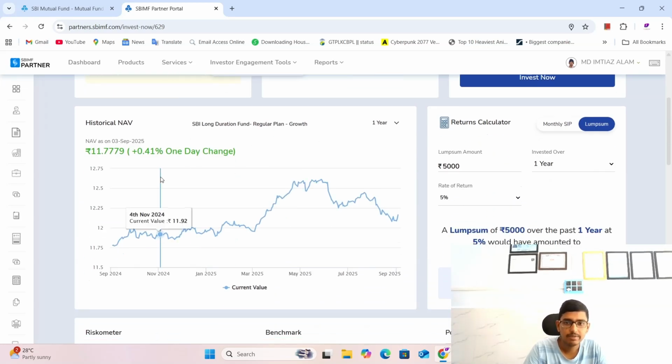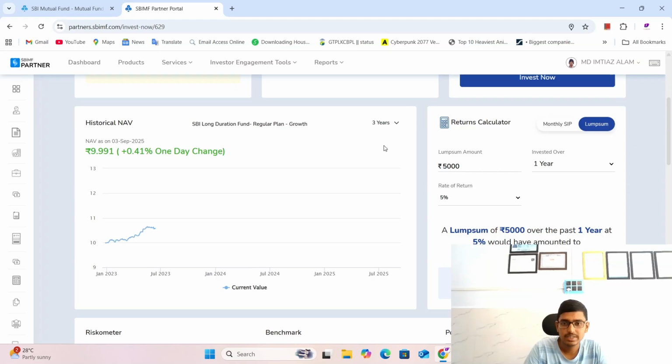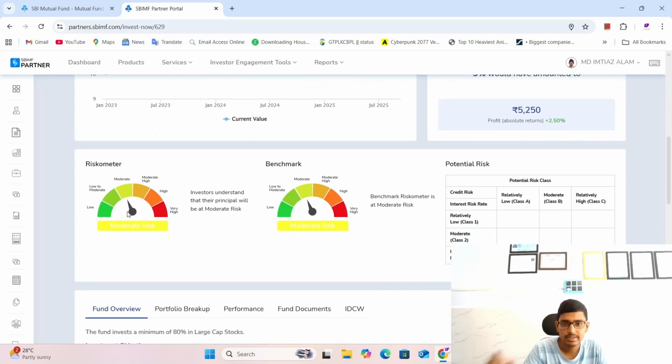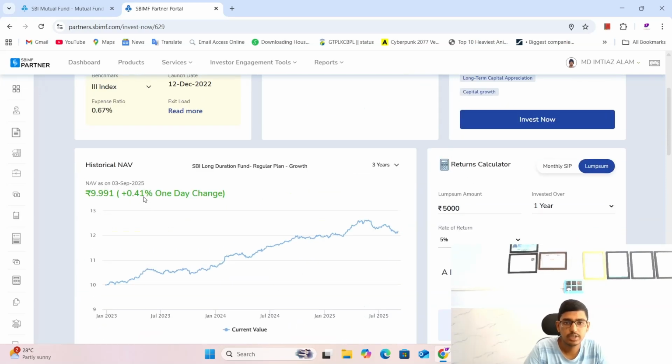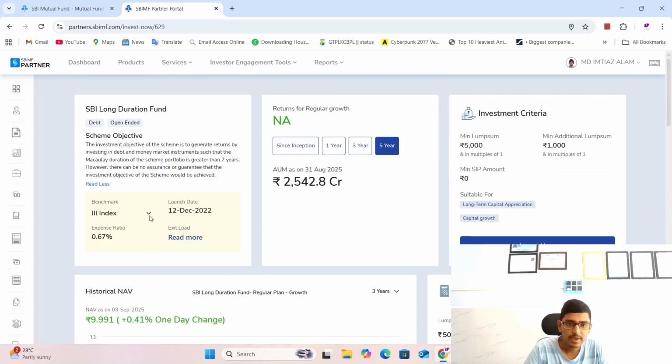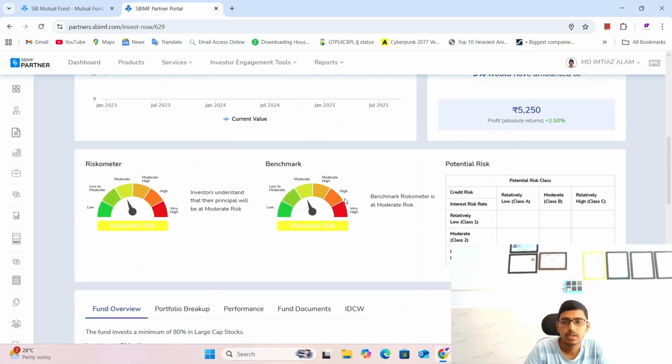If we see the historical NAV of this fund, you could see that there is not much movement in this fund for the last 3 years. It is quite constant. There have been ups and downs, but not that much as compared to equity. Let's see the riskometer of this fund. This riskometer lets us understand whether this fund is of great risk or low risk. The benchmark riskometer is moderate, so it is neither very high risk nor very low risk. The riskometer for this fund is also moderate, so it goes along with whatever the benchmark is.